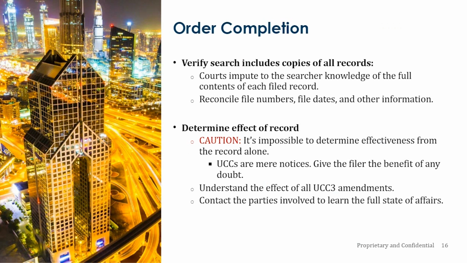Complete a UCC order. You want to verify the search includes copies of all records. So the courts impute to the searcher knowledge of the full contents of each filed record. You'll need to reconcile the file numbers, file dates, and other information. And then also you want to determine the effective record. It is important to know that it is impossible to determine the effectiveness from the UCC record alone. UCCs are, again, mere notices, so you want to give the filer the benefit of any doubt. You also want to understand the effect of all UCC3 amendments, and you want to contact the parties involved to learn everything you need to know, the full state of affairs.